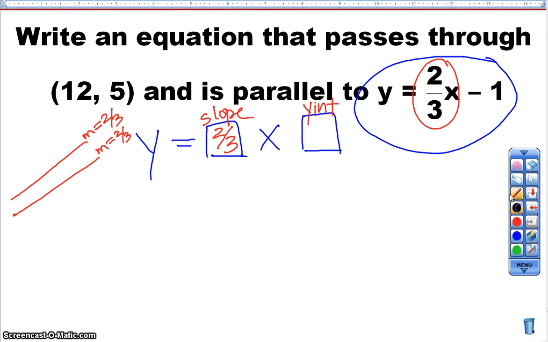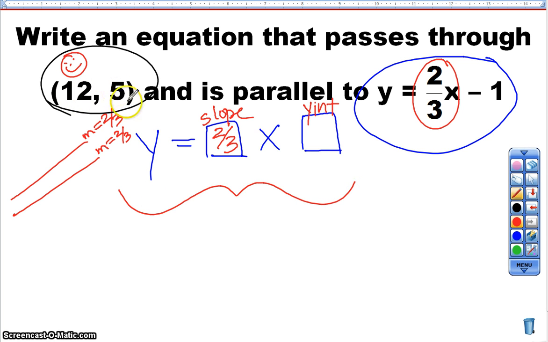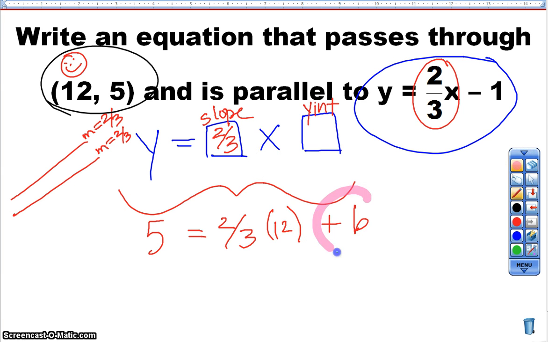Then I'm going to take a look at this point right here. This point is 12,5, and that point does not make me smile. Remember, to make me smile, you have to have a 0 in the first part of that ordered pair, and it's not. So I'm going to take what I know, the 12 and the 5, and I'm going to put it into what I have right here. I'm going to put the 5 in for the y. I'm going to leave the 2/3 for my slope, actually your slope. I'm going to put the 12 in for the x, and I'm trying to solve for my y-intercept or my b.